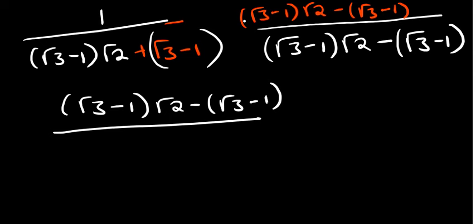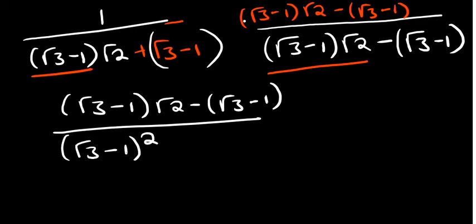Denominator part. This times that is going to have root of 3 minus 1 squared. Root of 2 times root of 2 is going to be what? It's going to be a 2. So we have a 2 attached to that. Then this times that is going to be a minus root of 3 minus 1 also squared. Okay.